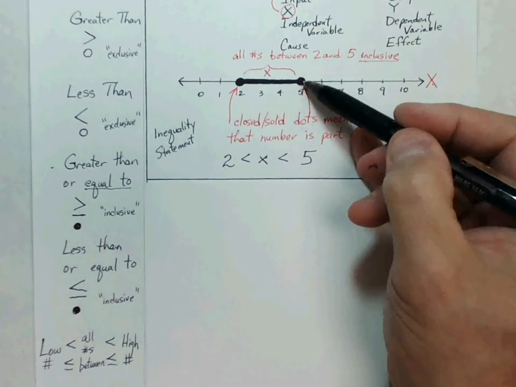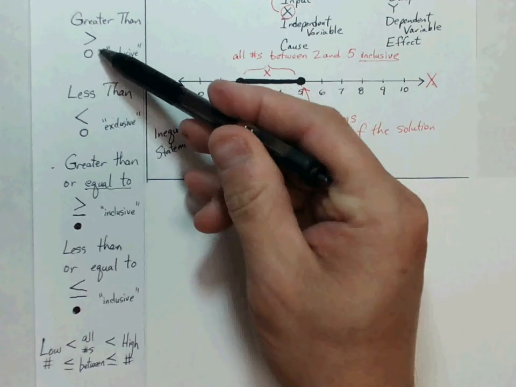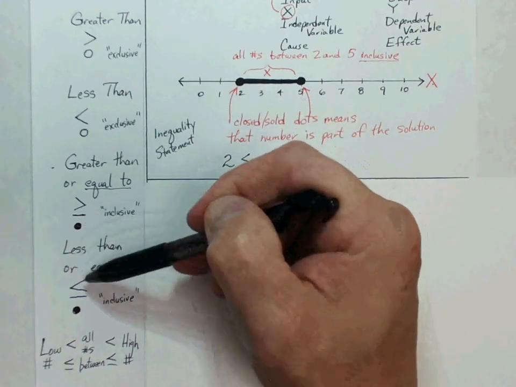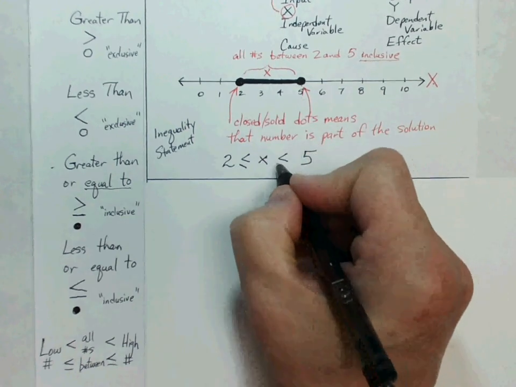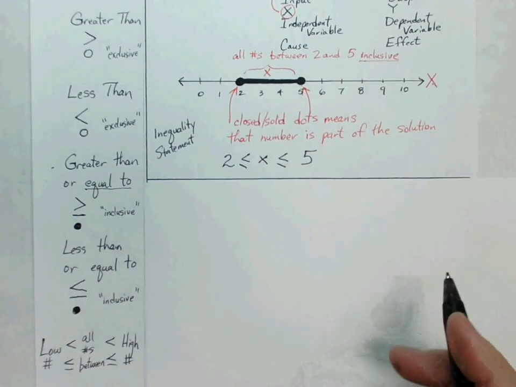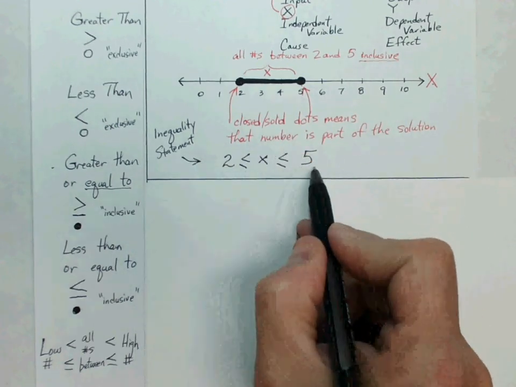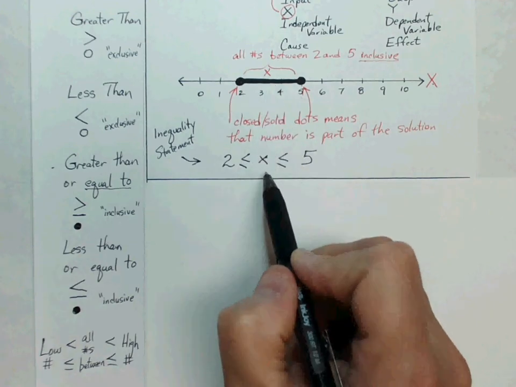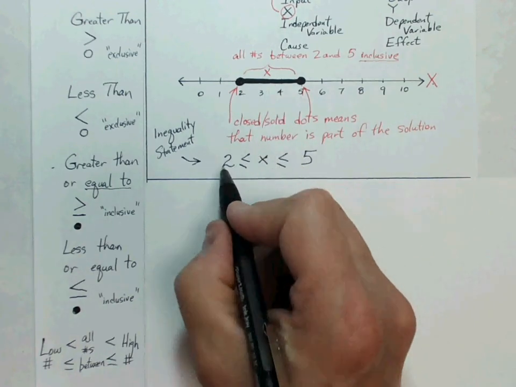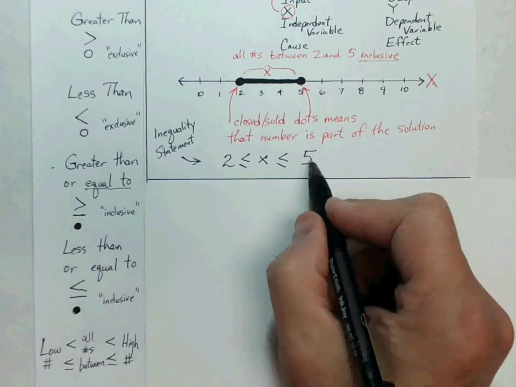But we need to check our dots now. Are they solid or are they open? Well, they're solid. So I need to do less than or equal to. So I'm going to come in right here, and that is going to be my answer. This is my inequality statement that represents this picture. All numbers between 2 inclusive and 5 inclusive.